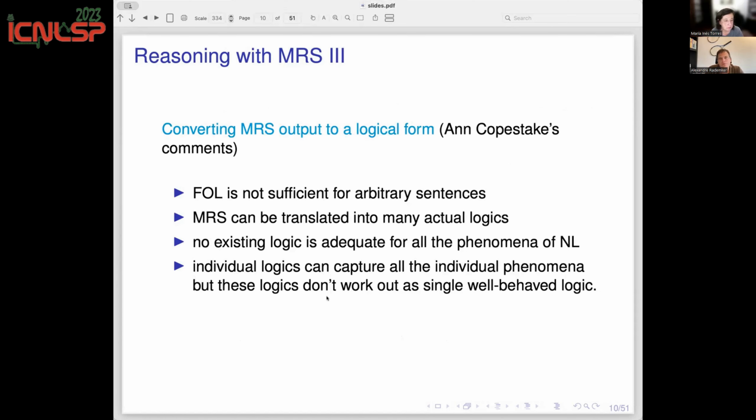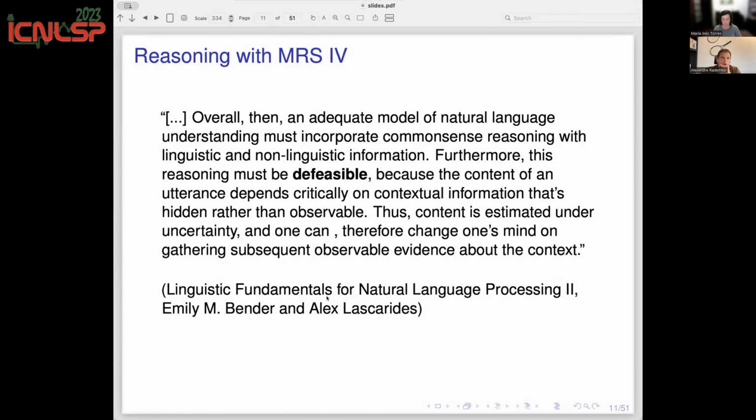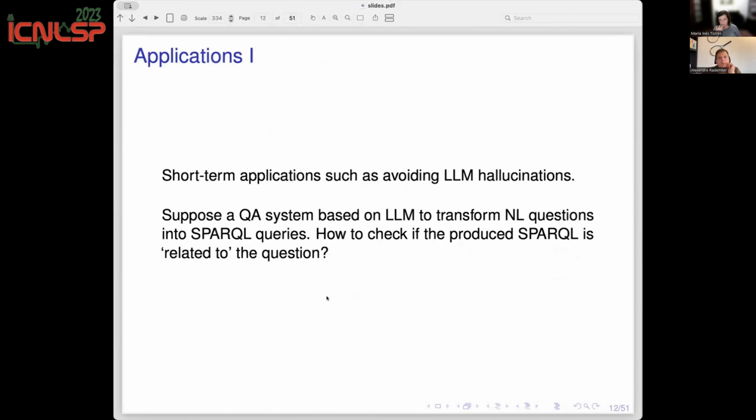So first of all, first order logic looks not sufficient for arbitrary sentences. And actually the problem is that although we have many proposals of logics to capture some phenomena of natural language, we still do not see any unified way to deal with all the phenomena together in a consistent way. We also know that feasible reasoning is important to deal with language, and this is something that we have on our radar for future work.